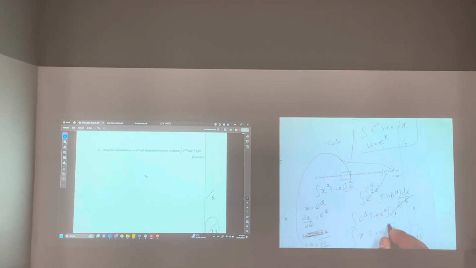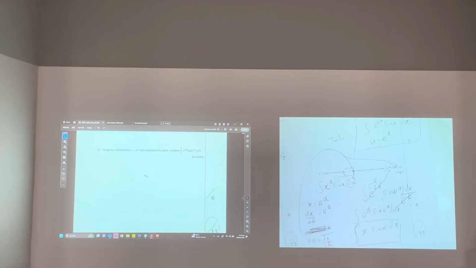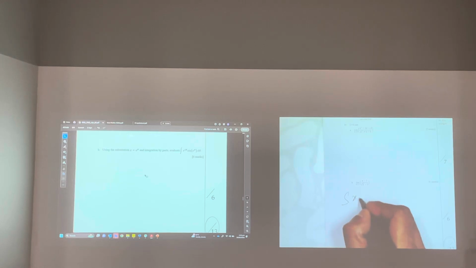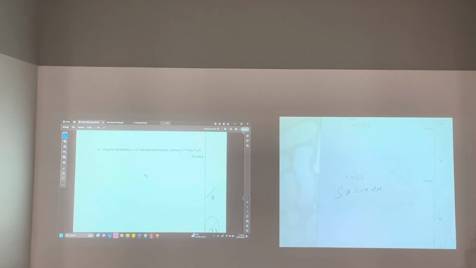Then this one, integrate x sin x. How to do this one? Now I do it here. Integrate x sin x. How to do it? This one you should know. This one from the tutorial. Yes, very good.